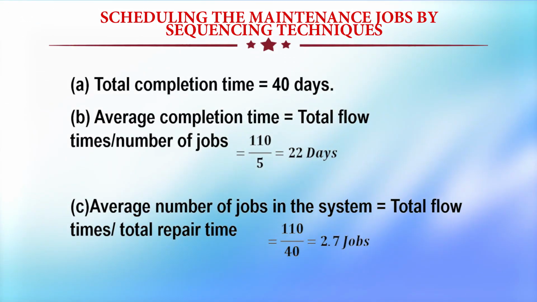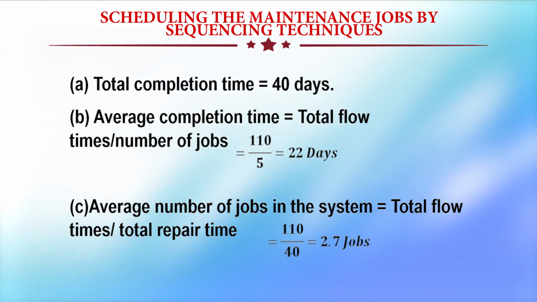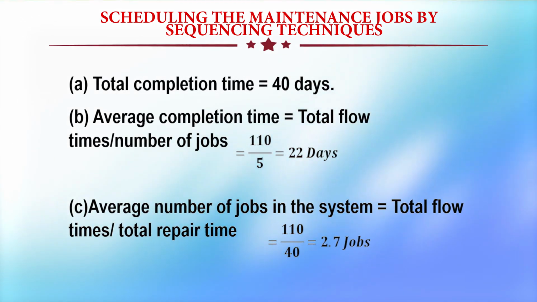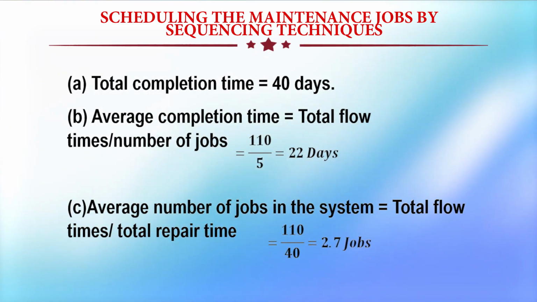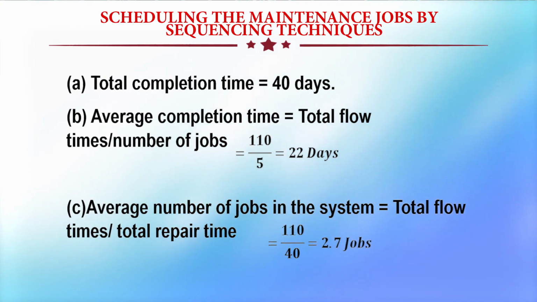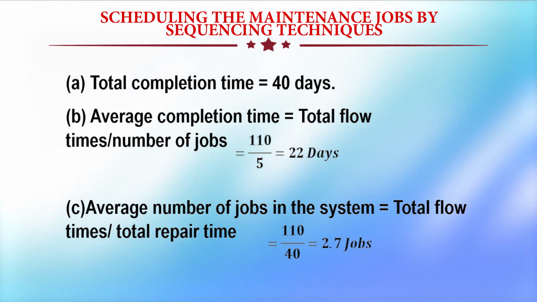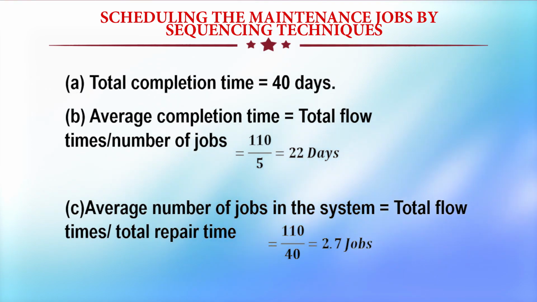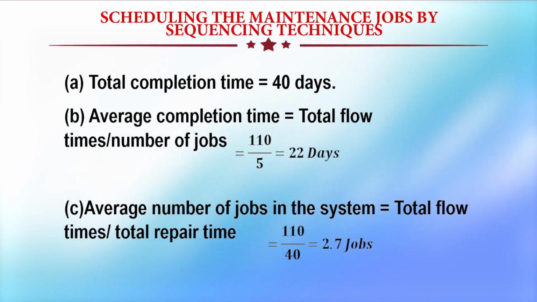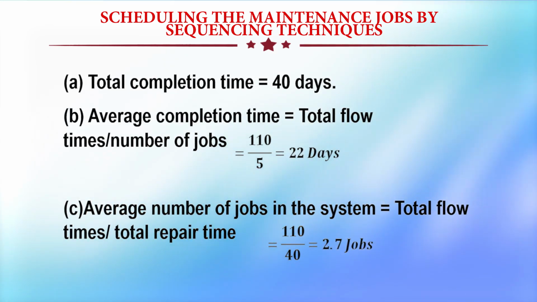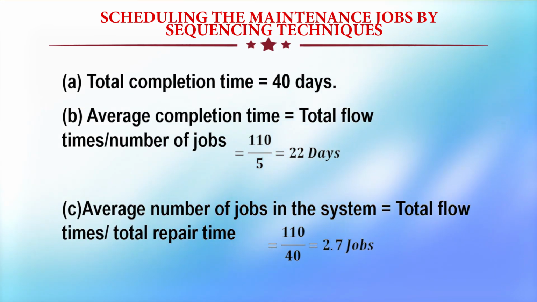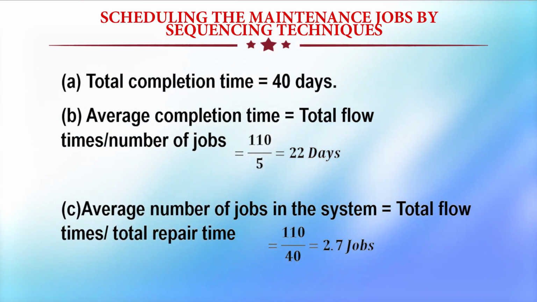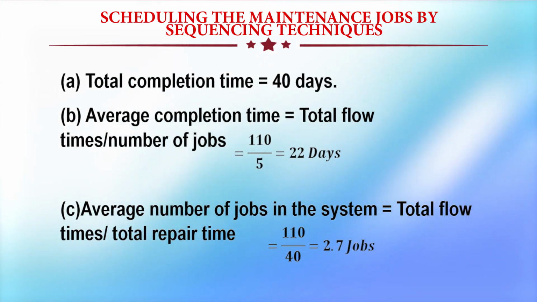Now we have to find out total completion time. So for completing all the jobs it is taking 40 days. Then average completion time is equal to total flow time by number of jobs, that is total flow time is 110, cumulative time, divided by 5. How many jobs are there? Here we have 5 jobs, P, Q, R, S, T. So that is equal to 22 days. The average completion time is 22 days.